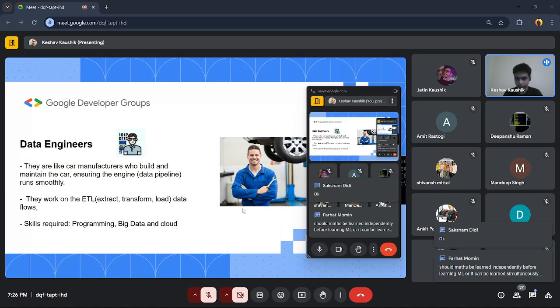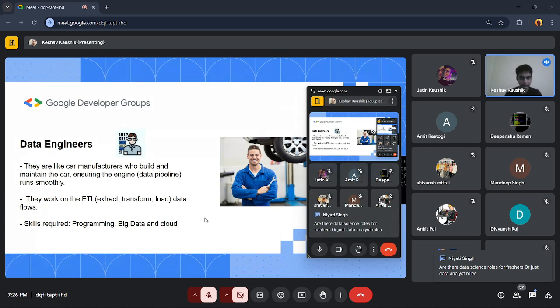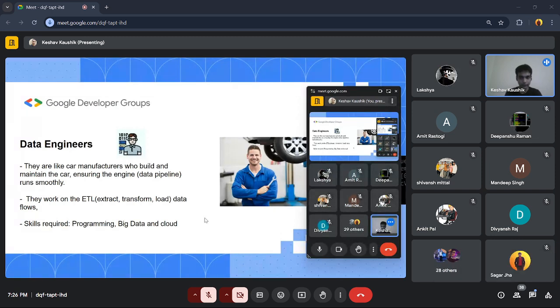Should maths be learned independently before learning ML? If you just want to play around with the libraries, like Pandas and Scikit-learn, you don't need that deep maths. You have to know algebra and the basic maths we had till 12th, but it is not necessary. But if you want to go deep into deep learning and actually want to be successful in this industry, you have to know statistics. There is no other way.